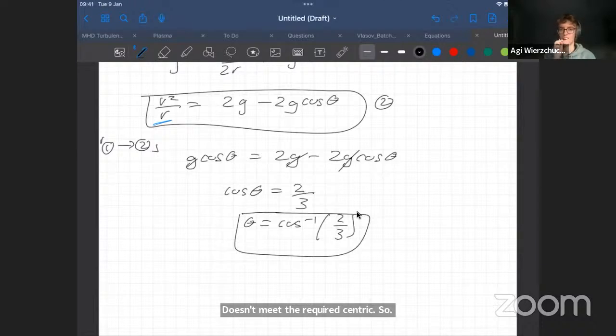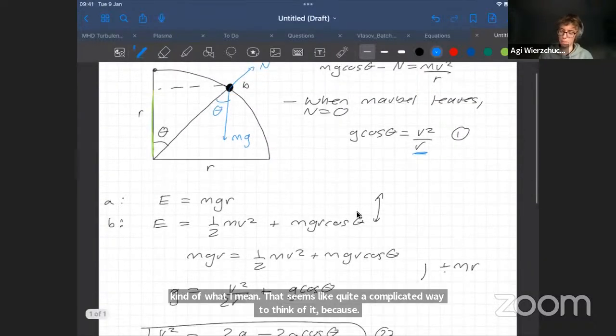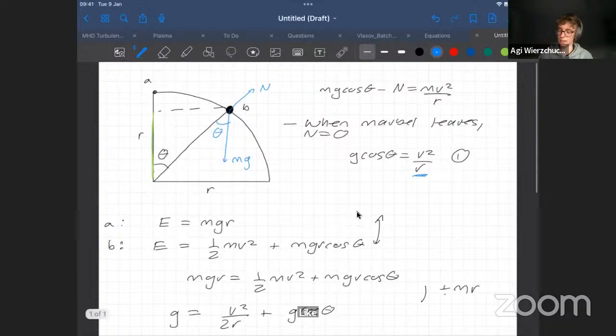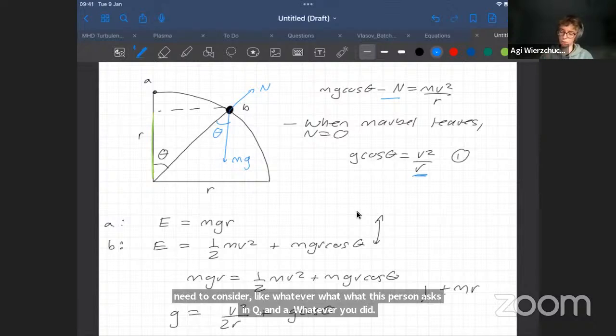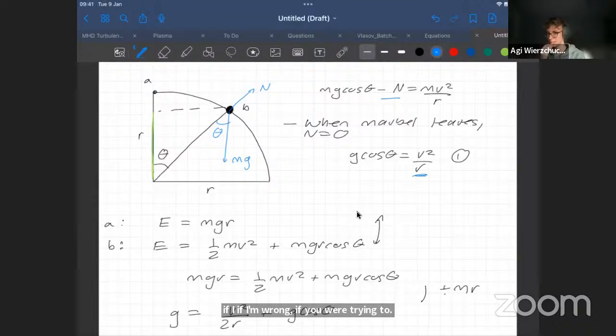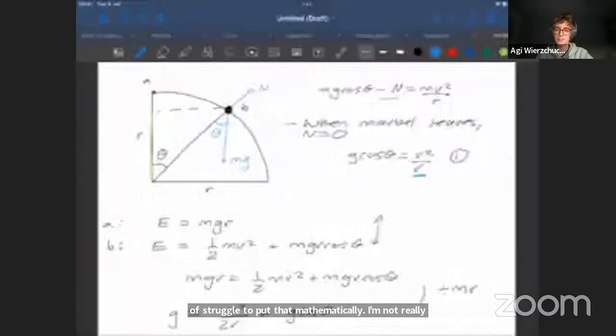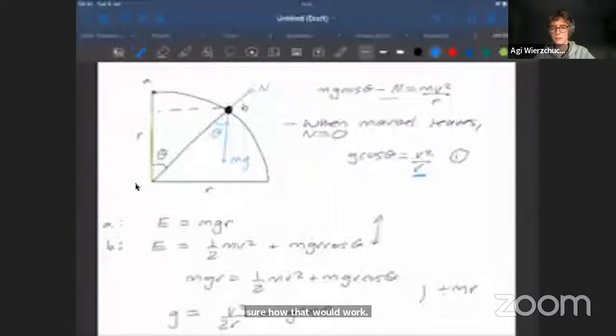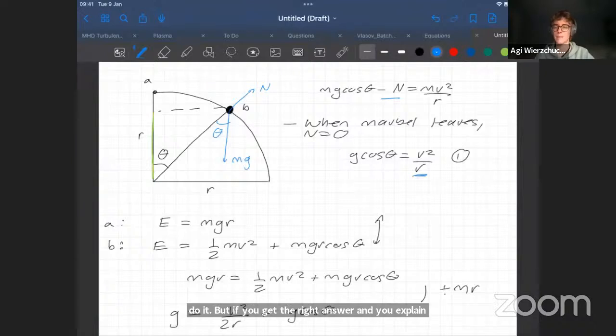That seems like quite a complicated way to think of it, because whatever you did, you do have to have the normal reaction force somewhere. So if I'm understanding you correctly, and correct me if I'm wrong, if you were trying to see if the resultant force is not equal to the centripetal force, in my opinion I would struggle to put that mathematically. I'm not really sure how that would work. So I think this is just the easiest way to do it. But if you get the right answer and you explain your work, then of course that's completely fine to do that way.